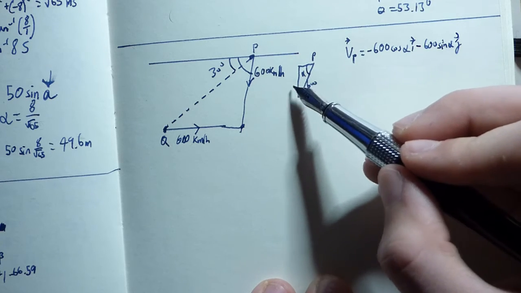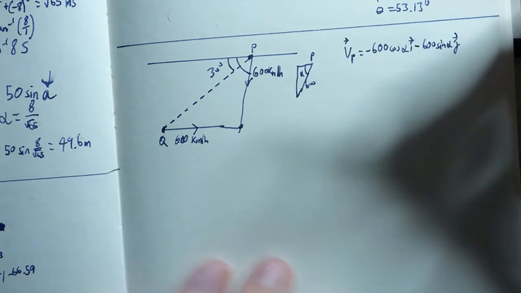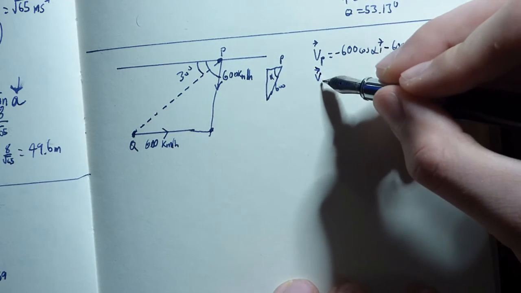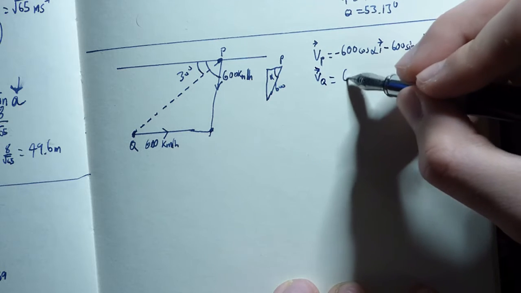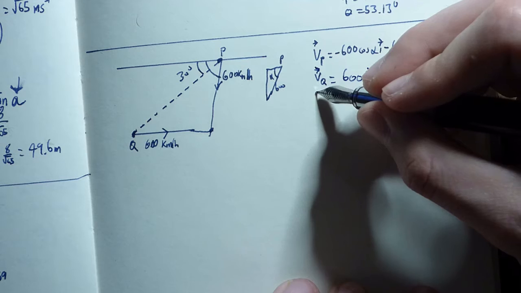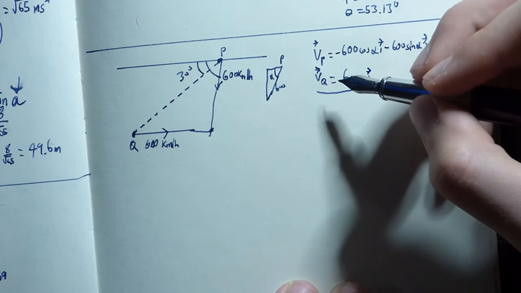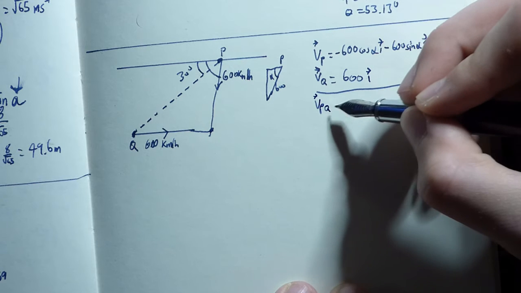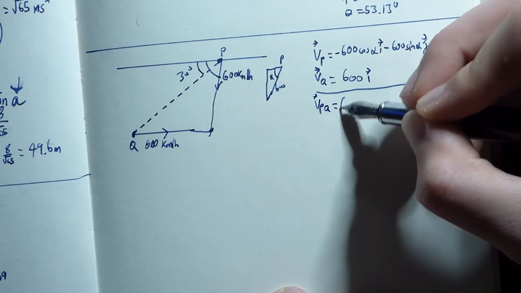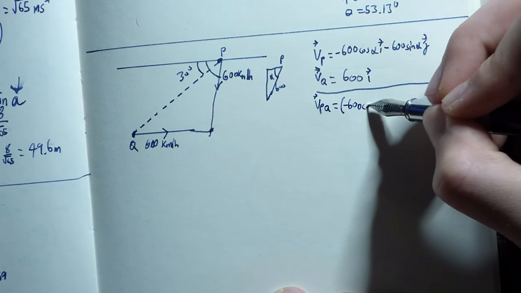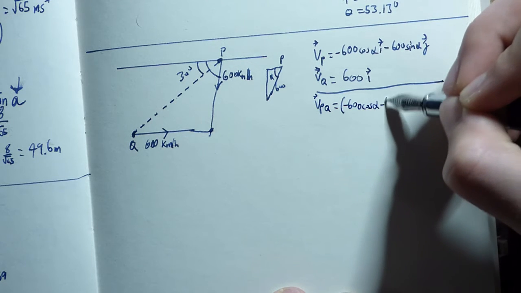And then the velocity of Q is, I'm just explaining that in the video there. So the velocity of Q is just straight up 600i, because it's just moving straight to the right. It's positive, because it's moving to the right. So then, just as earlier, velocity of P relative to Q is minus 600 cos alpha minus 600 i. So you just take one from the other.